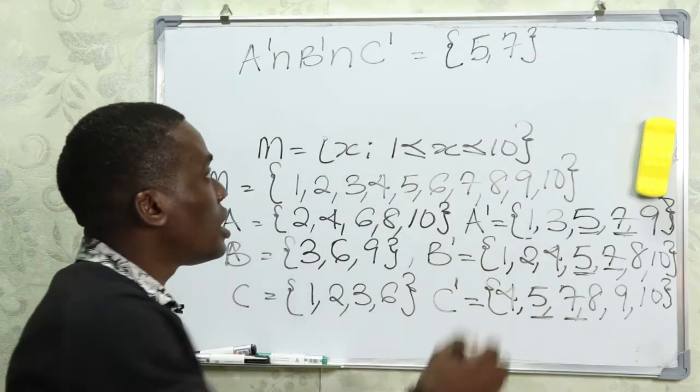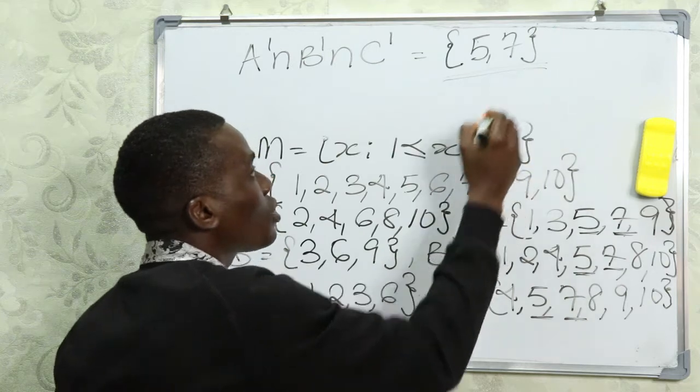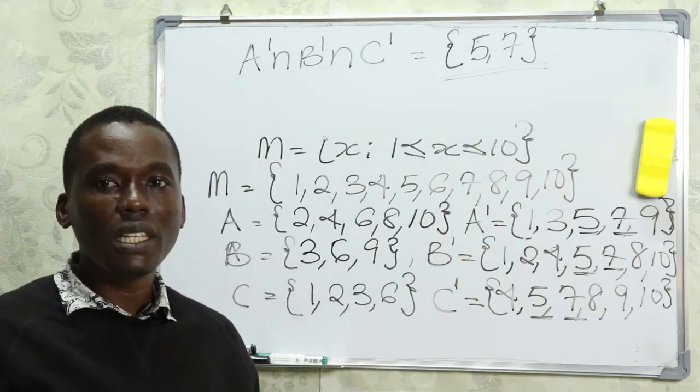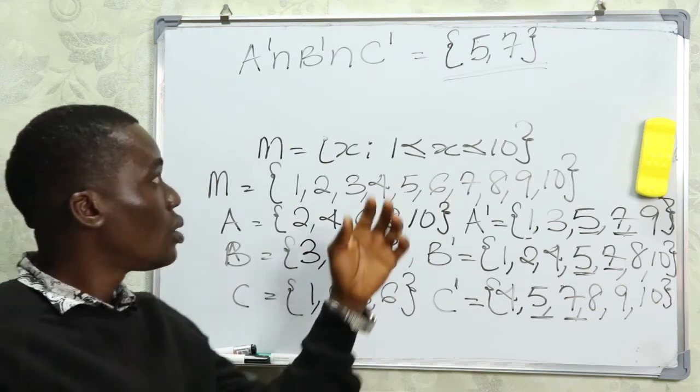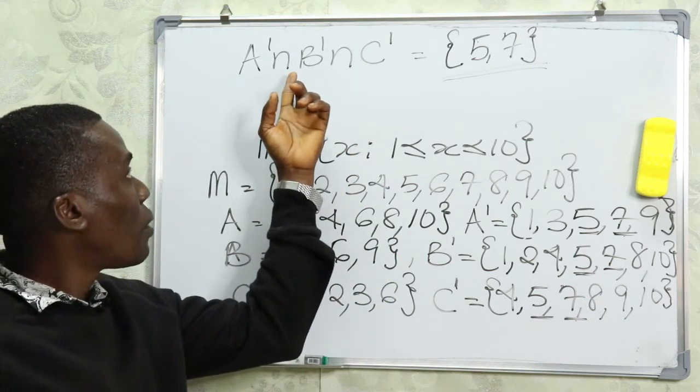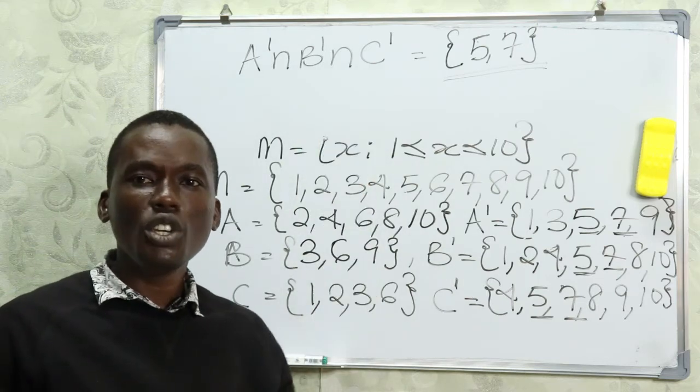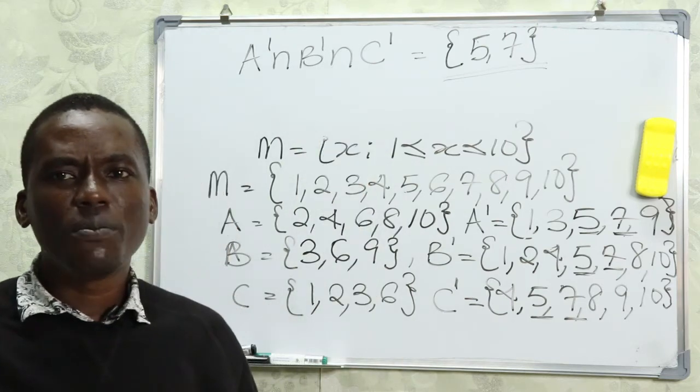So the result, the answer to our question, is elements 5 and 7. These are the elements that are common to set A prime, A, B and C. So you see, solving set questions is very easy.